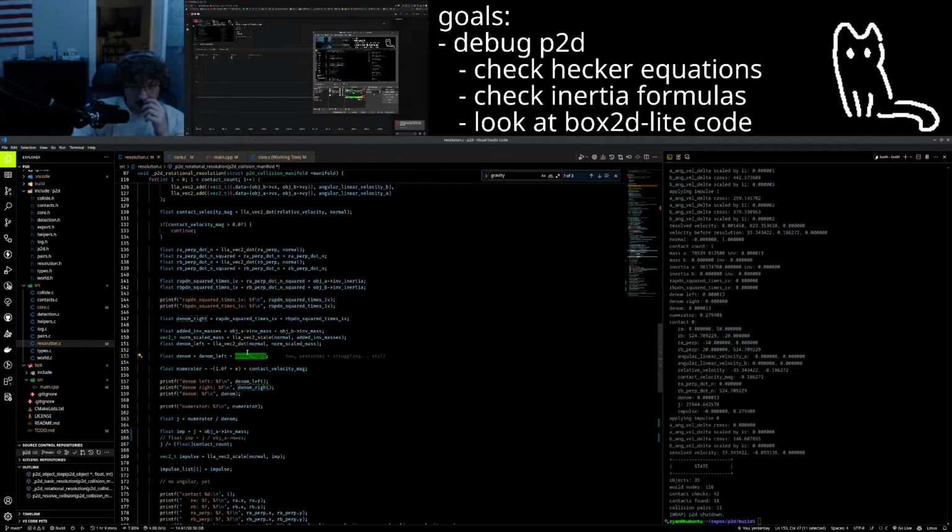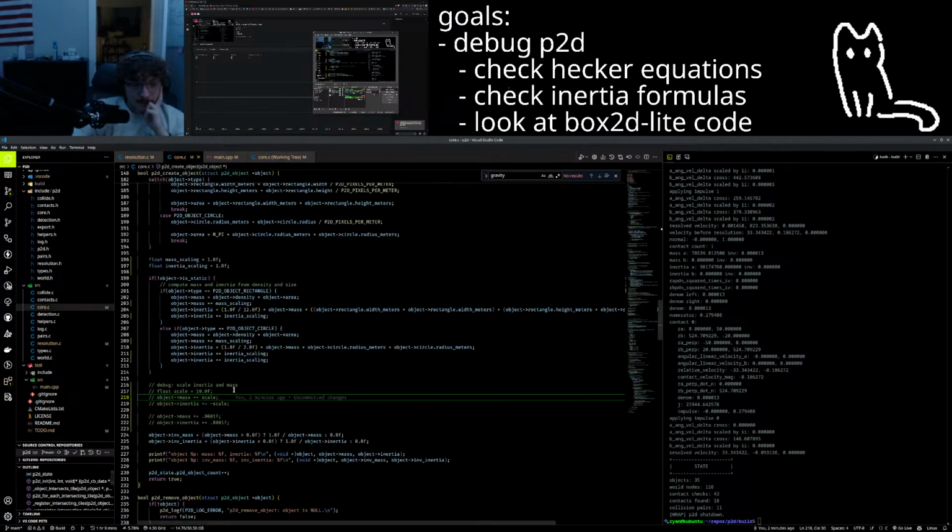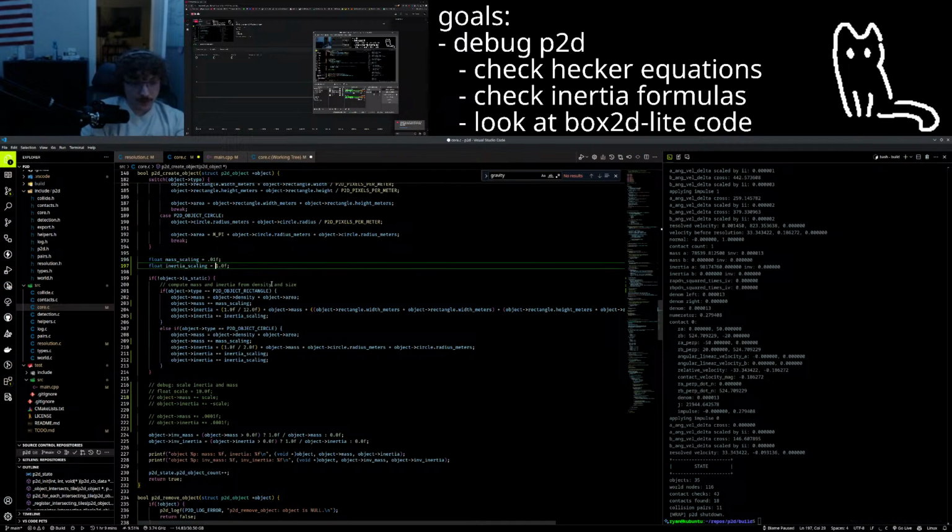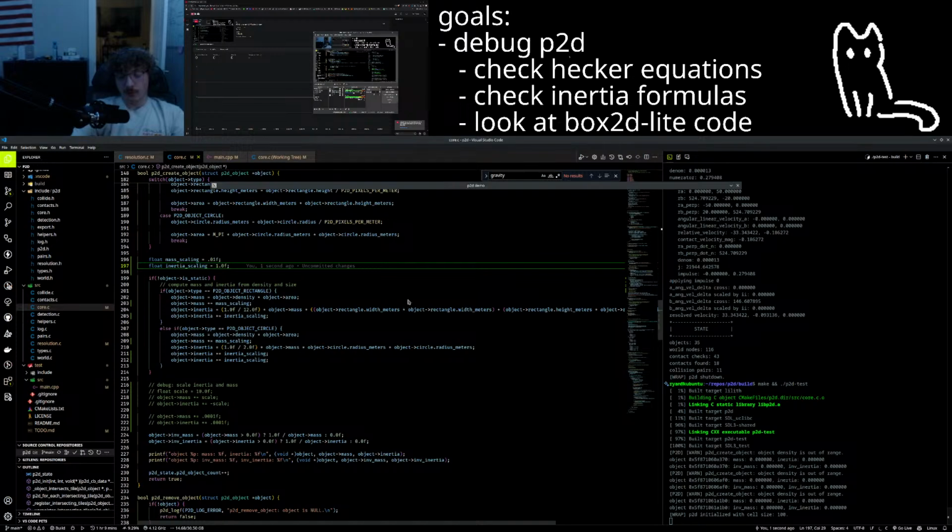Just doesn't make much sense. I mean, this is legitimately the equation. This is the exact same. The only thing that changes is the values. Let's change just the mass.